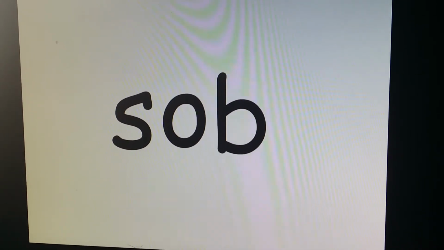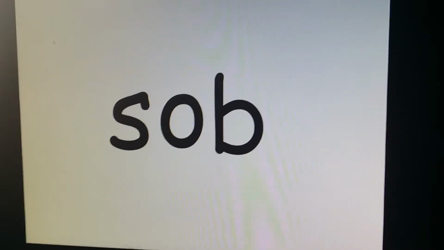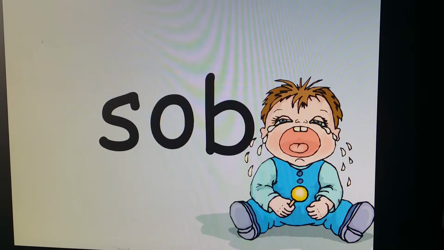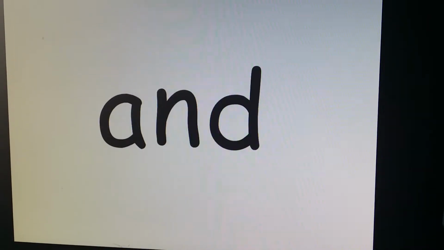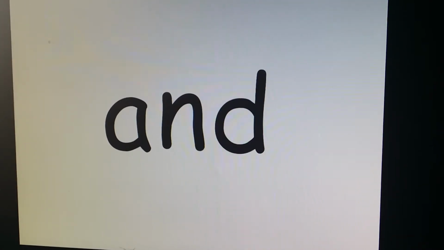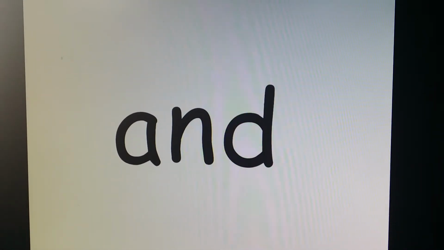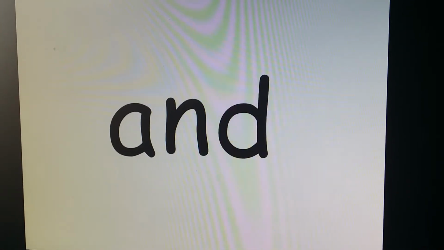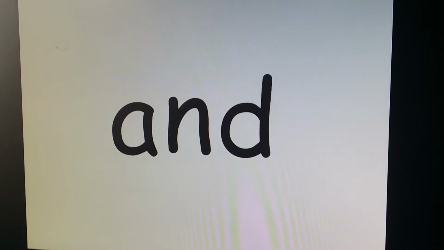Sob. Remember sob? Do you remember what that means? Yeah, it means to cry and cry and cry. Sob. Now that word you probably did not even have to blend. Remember that your brain is always taking pictures, and if it sees a word a lot of times, it doesn't even need to blend it anymore.